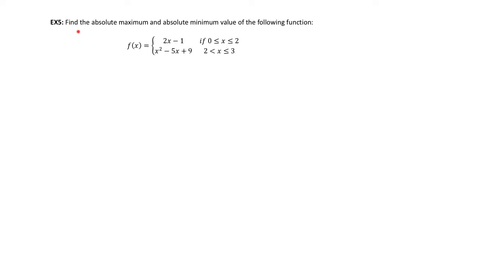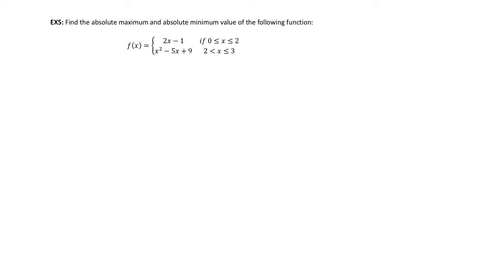In this problem, they're asking us to find the absolute maximum and the absolute minimum value of this piecewise function. This is now the interesting part. We're essentially doing the same thing as before, finding absolute extrema. But here now, there is a spice. We have a piecewise function.